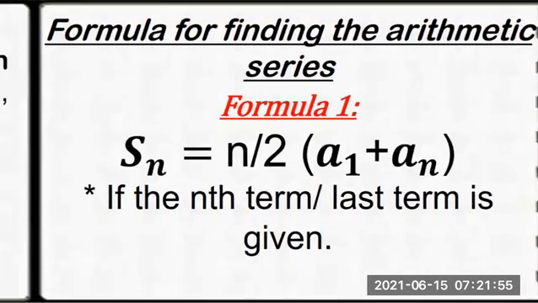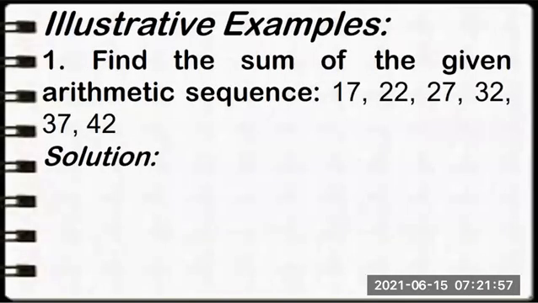So let's have an example. For this, we are going to find the sum of the given arithmetic sequence as 17, 22, 27, 32, 37, and 42. So paano nga ba natin nasabi na siya ay arithmetic sequence? Kasi meron po silang common difference, which is 5.